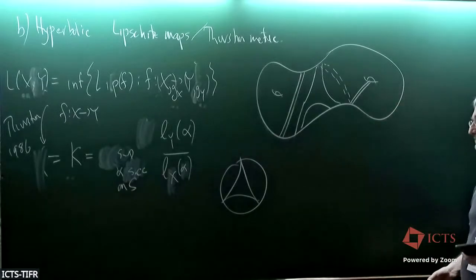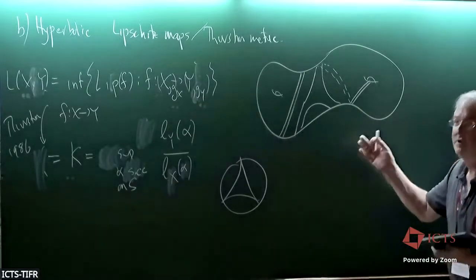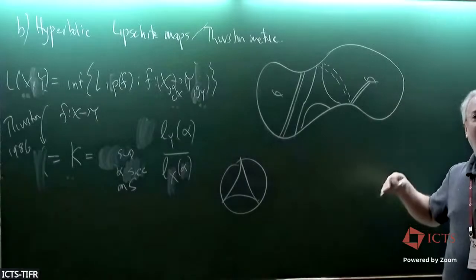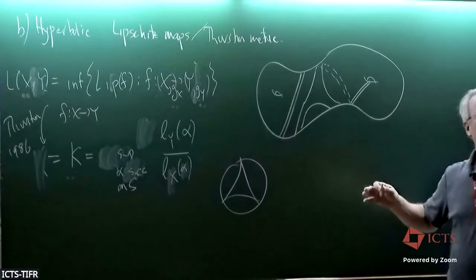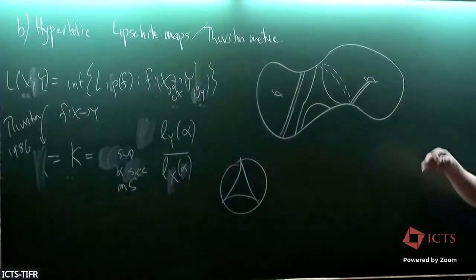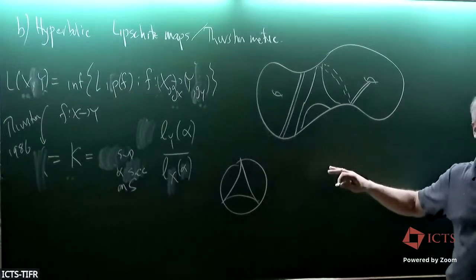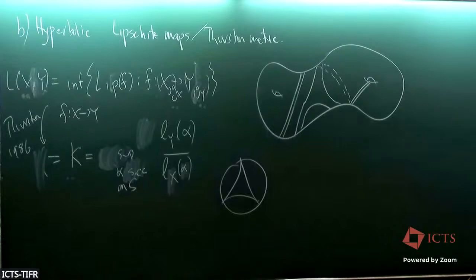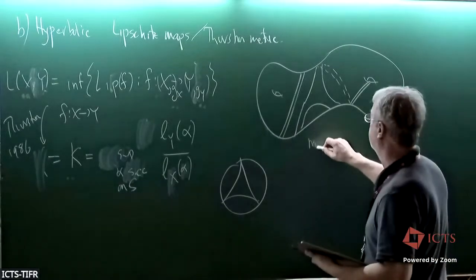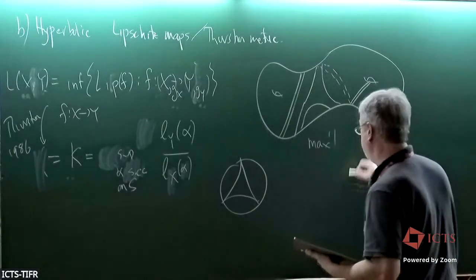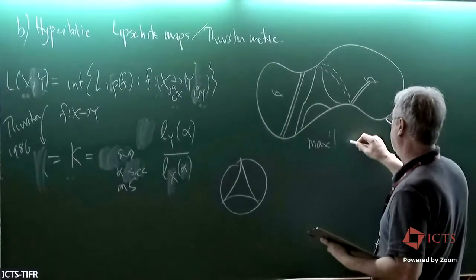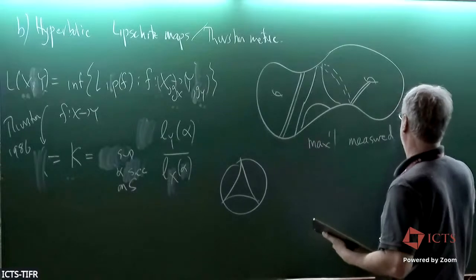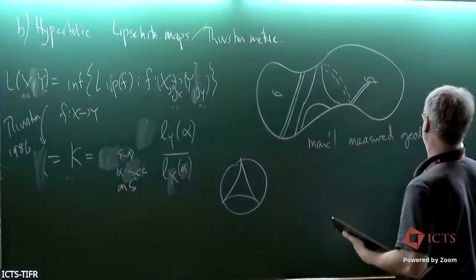If I have, back up. I want to recall that we have this notion of measured geodesic laminations, and I'm trying to draw a measured geodesic lamination on here whose complementary regions are all ideal triangles, which we've seen a few times. Okay. In that case, this is supposed to be a cartoon of a maximal measured geodesic lamination.